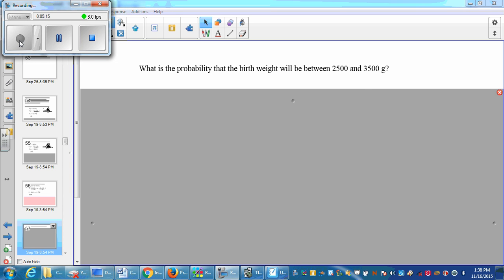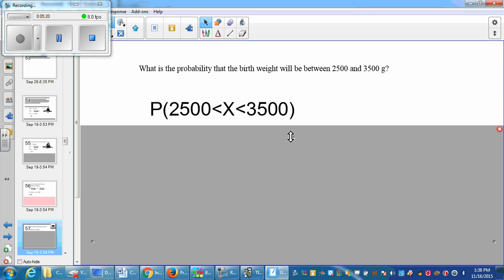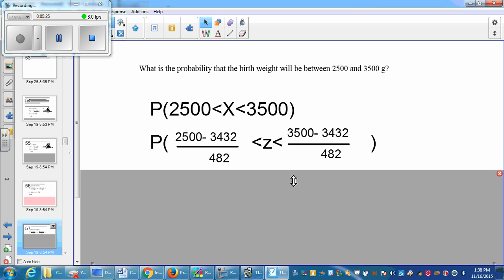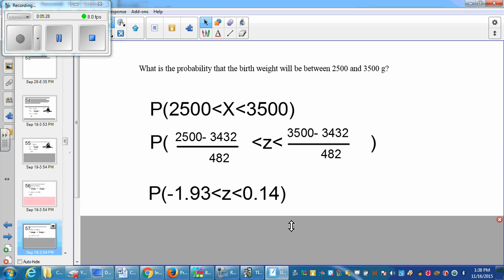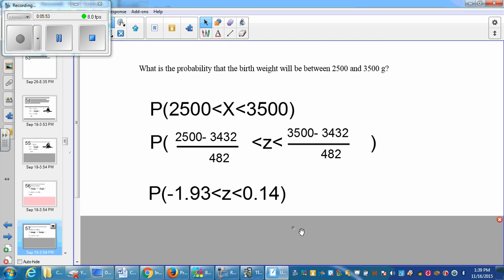All right, so now if we want to find the probability of being between 2,500 and 3,500, the first thing we have to do is write that it's between 2,500 and 3,500. Then we find our z-scores for both of them. Now that we have the z-scores, we compute them. Now we take out our calculator and hit second vars, number 2. We're going from negative 1.93 all the way up to 0.14. Once we have these, we paste it, and it's about 52.88%, 52.89%.